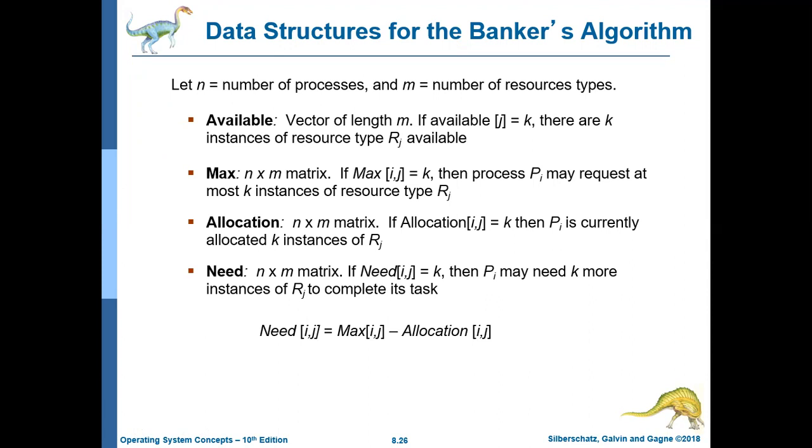Available is a vector of length m. It's a linear matrix. Linear matrix means where only one row is there, but the max, allocation, and need are the n cross m matrices. How these matrices are working, we will be discussing in the algorithm part.